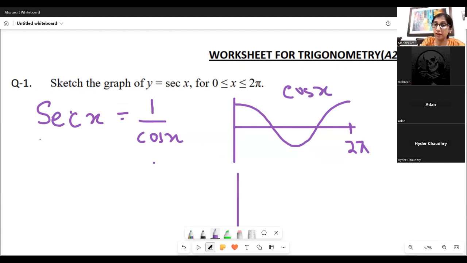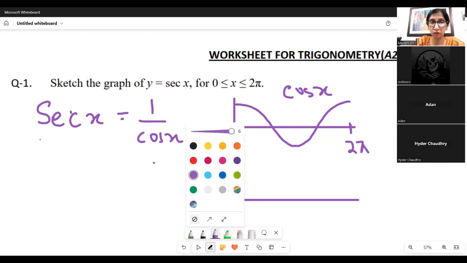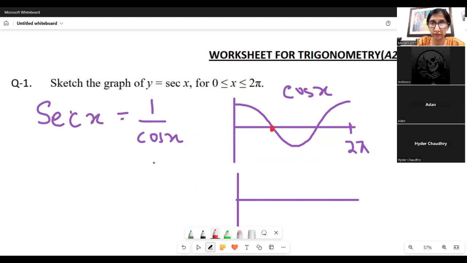So wherever I have 0, that would now become an asymptote because that changes into infinity. So this and this changes into infinity. By the way, I should write what exact value is that. This would be pi right here in between. Then we have pi by 2 here and 3 pi by 2.